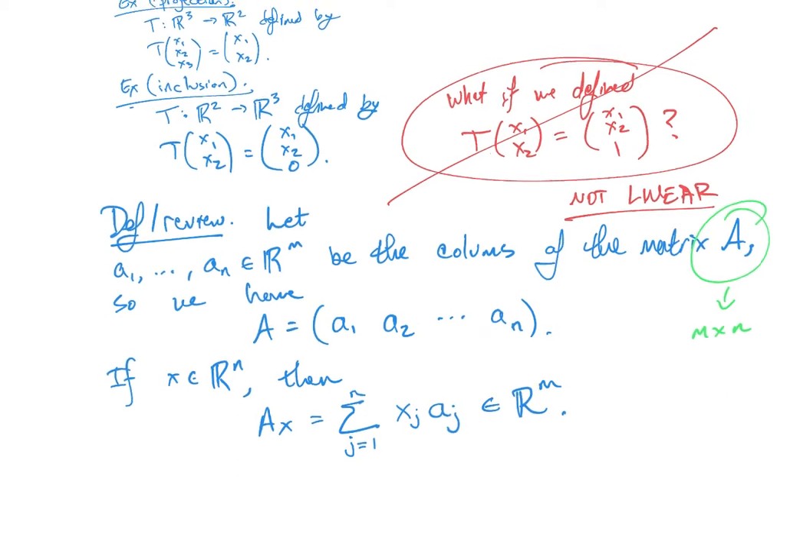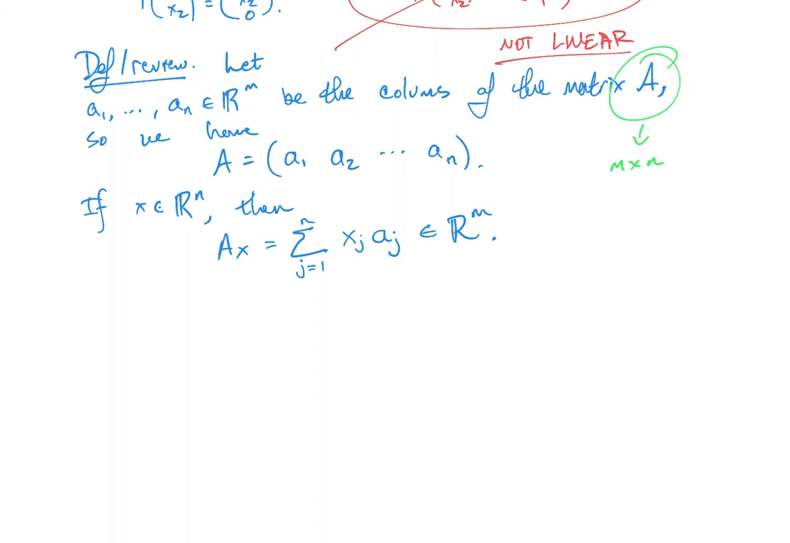We good? Now, I always need a picture for this. Is the dimension on X correct? Because the A's are in Rm and the X's are in Rn. Are they supposed to be the same size? No. So let's draw the picture. Here's A. It's an M by N matrix.